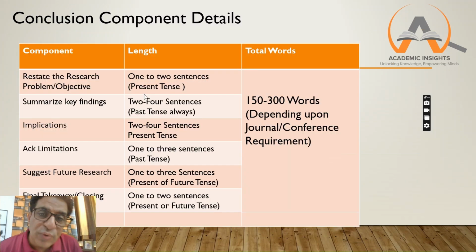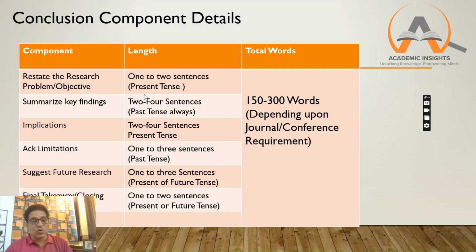Now, for the components I have discussed, we need to discuss the length of each component of the conclusion. I have told you about these five things. Like in the abstract, you have to divide the length among each component, and you also have to see what kind of tense is to be used in that particular statement.